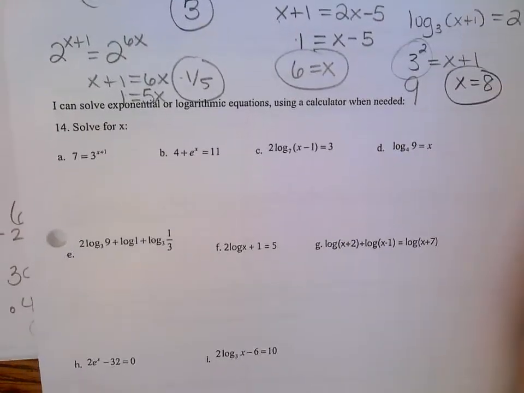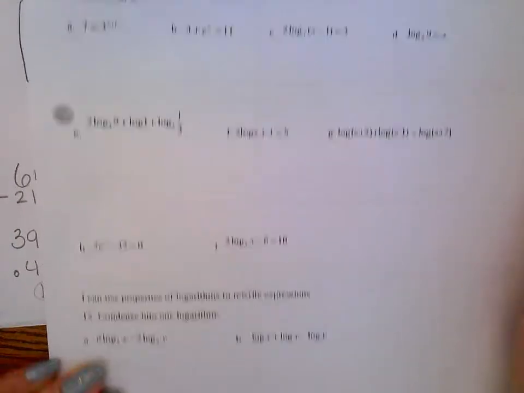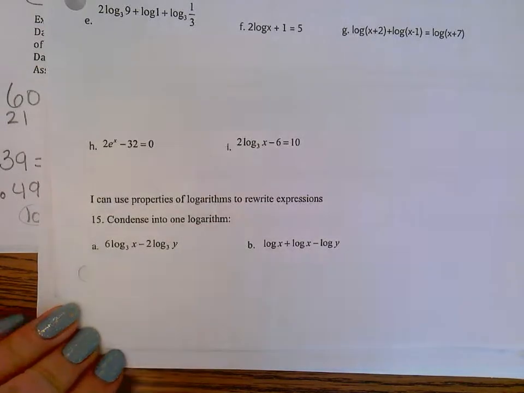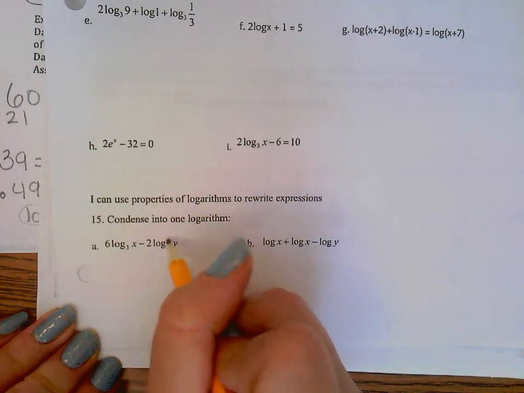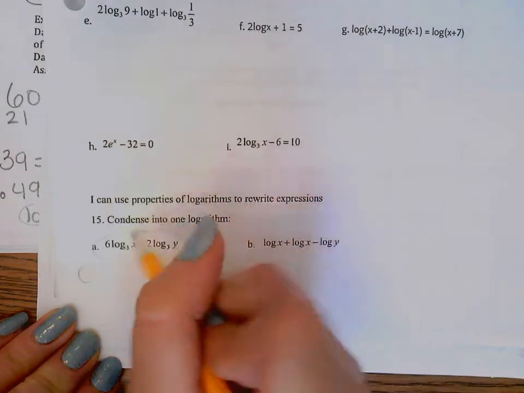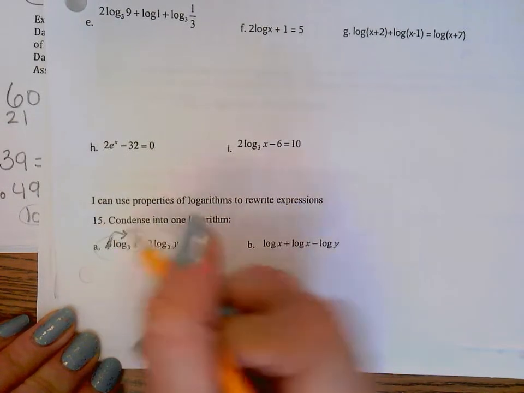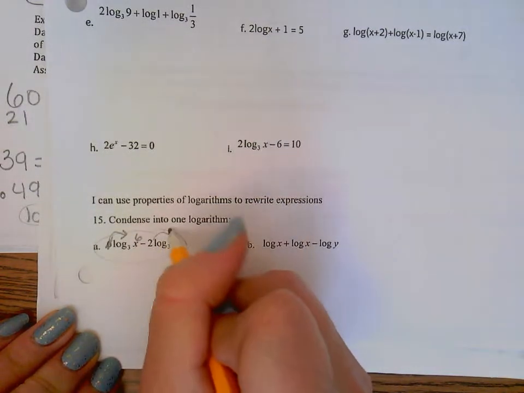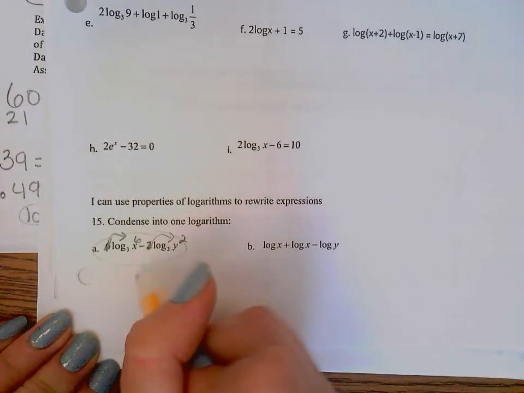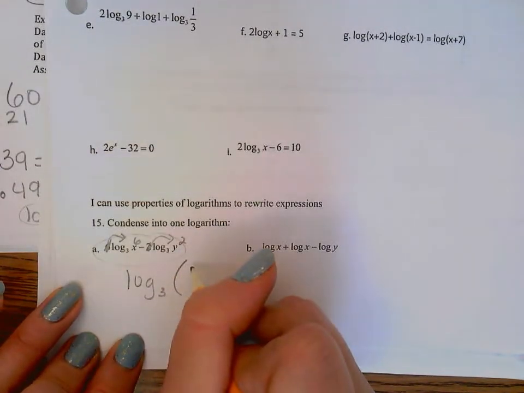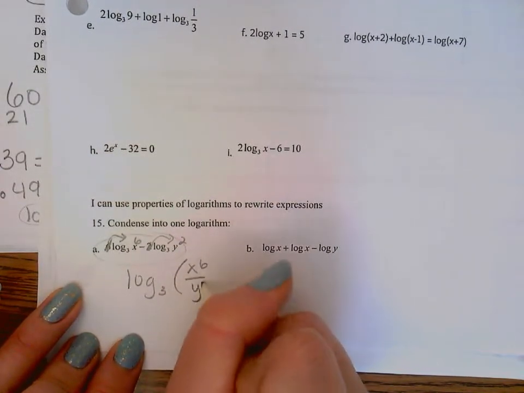Some good solving on number 14. 15, condense into one logarithm. So I'm going to be able to combine them using division, but first I need to move the power up inside the log. So I need to make this x to the 6th, and I need to make this y squared. So now I have the log base 3 of x to the 6th over y squared as my final answer.